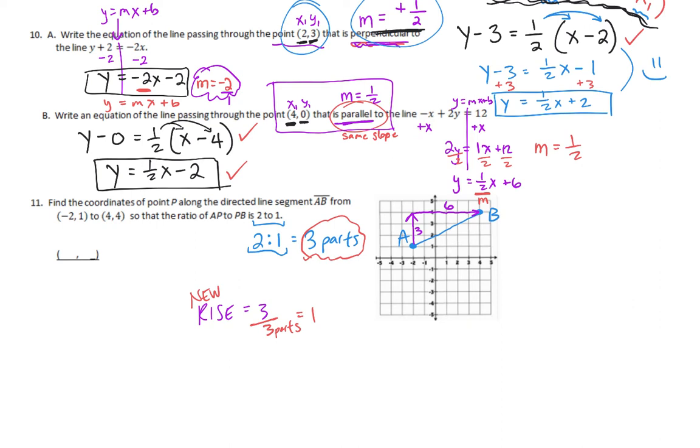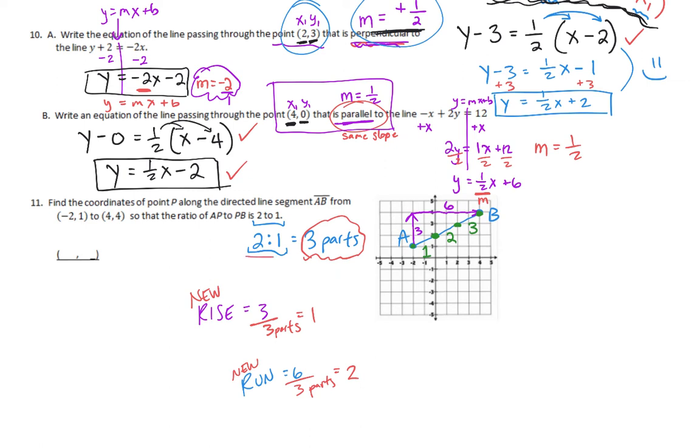Let's do the same thing with the run. The run was 6. So my new run, I'm going to cut it into 3 equal parts. So my new run is going to be 6 divided by 3, which is 2. So my new rise and run is up 1 over 2, up 1 over 2, up 1 over 2. So now my segment AB is in 1, 2, 3 pieces.